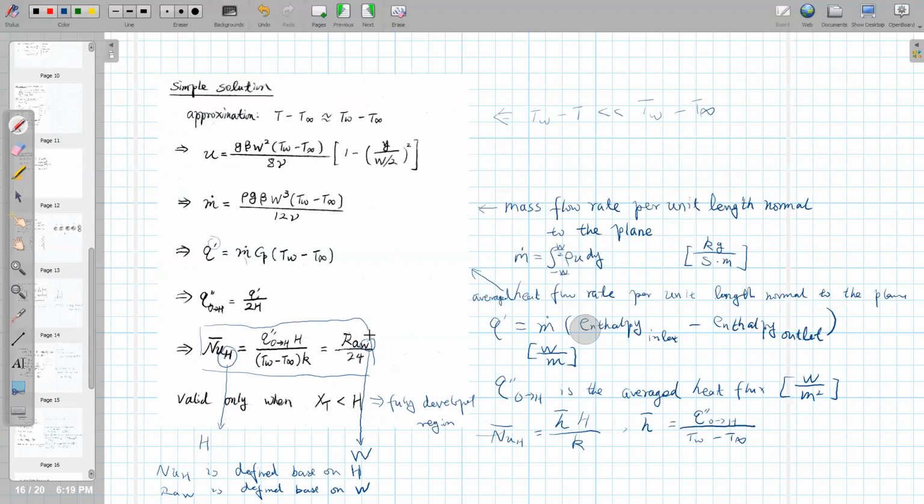Any questions? Okay. So this is for the fully developed flow region, how we can quickly calculate the heat transfer rate. This Nusselt number is for the fully developed region of the free convective flow between a vertical gap of a channel. And next, we will think about the entrance effect for this problem.